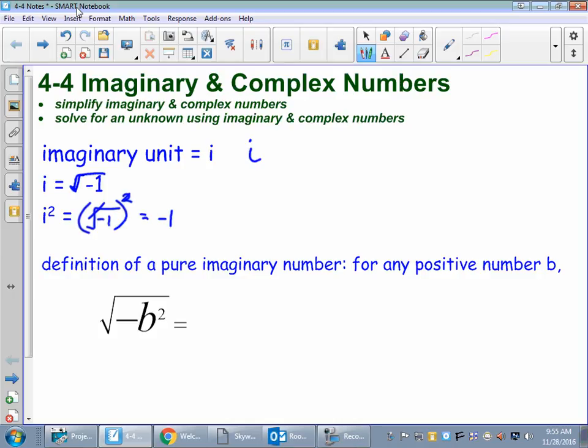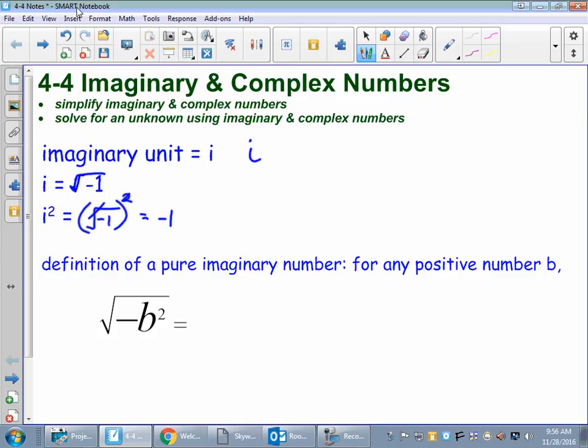So a couple things here. The imaginary unit is little i, and we treat little i like any other variable. When we multiply, we add the exponents. When we add or subtract them, we do it the same way we do variables, but with one little difference. When you square it, it turns into -1. So we have to keep that in mind.